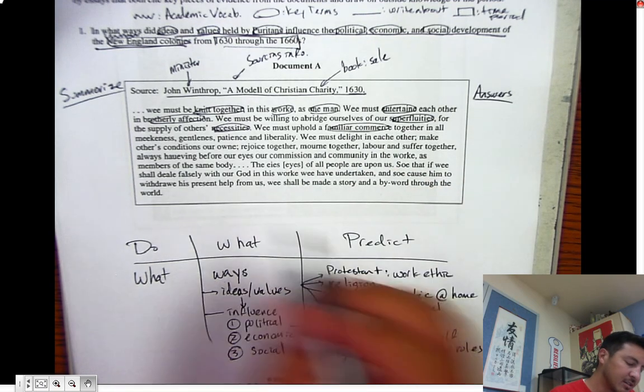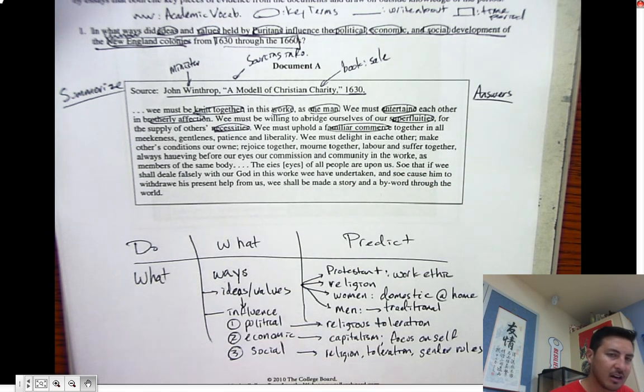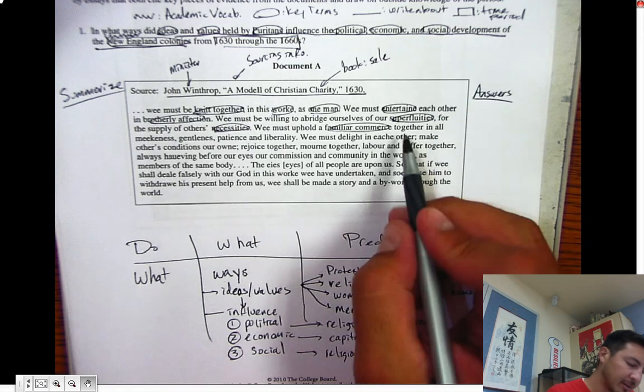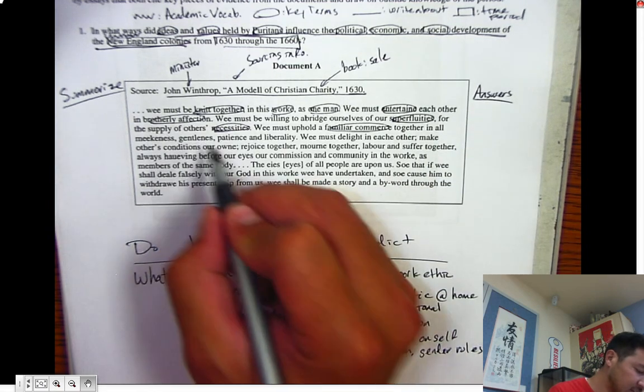Okay, I'm starting to get information that they are trying to create something like a brotherhood, some kind of togetherness, some kind of equality. All right, I mean, here it says together in all meekness, gentleness, patience, and liberality.